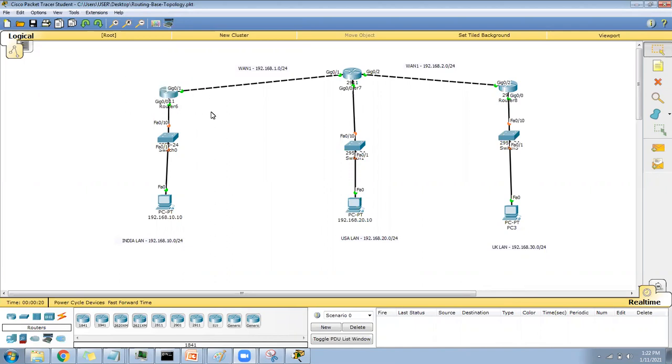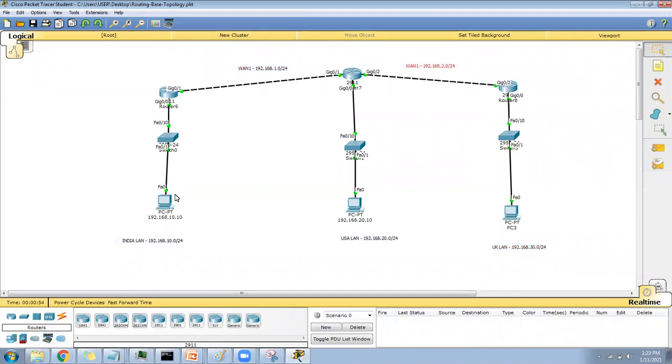So if you do RIP, OSPF, or EIGRP, the configurations are all very simple. Only the concepts are different. So you remember this is our base diagram. We have India, USA, and UK, three networks. This is our India LAN, this is our USA LAN, this is our UK LAN, and this is our WAN. So we know that there are five networks.